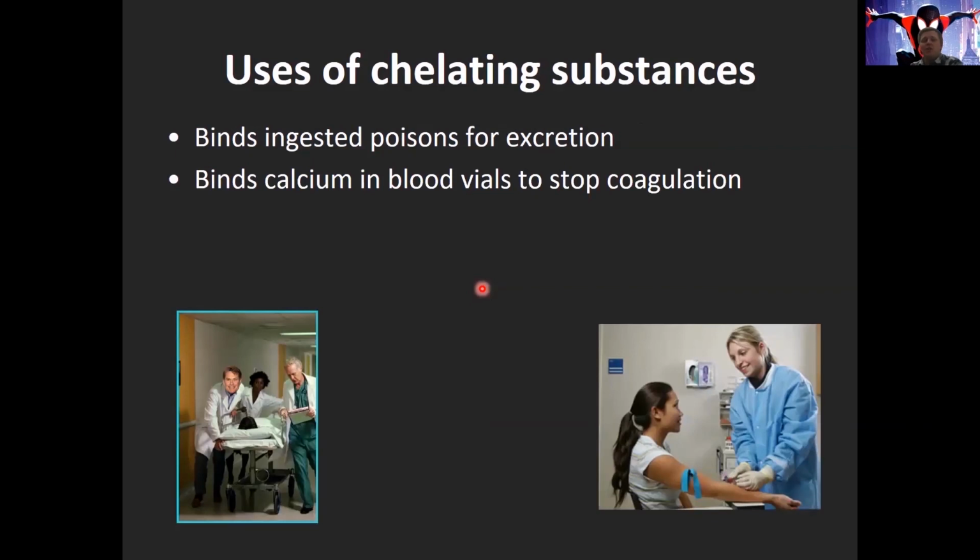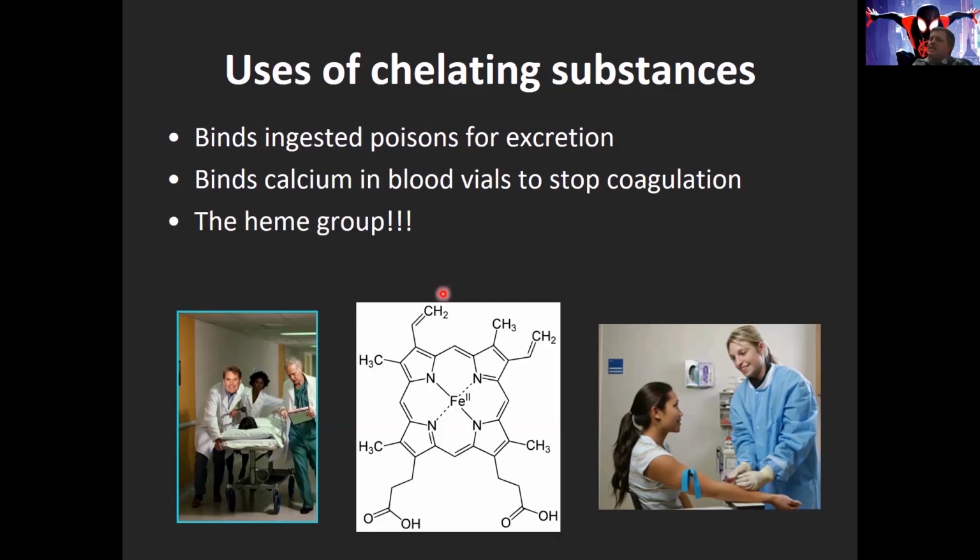Also, let's say you get your blood drawn for a blood test. They'll often add some calcium in there. And the reason they'll do that is that will cause some chelation with a lot of stuff in your blood, and that'll stop your blood from coagulating. And lastly, a super important chelating agent is the heme group that's found in a lot of your proteins, especially hemoglobin, which transports oxygen throughout your body. So without chelation, you would, of course, suffocate.